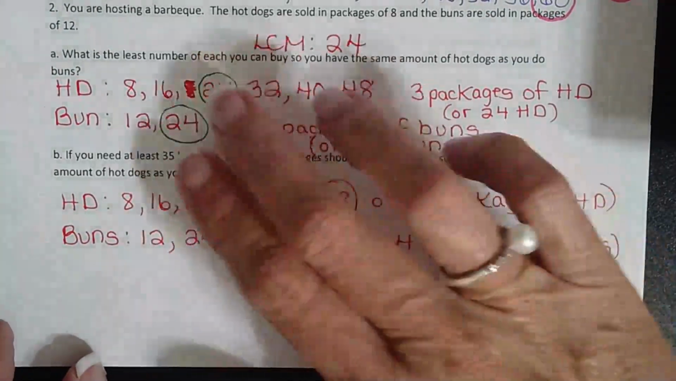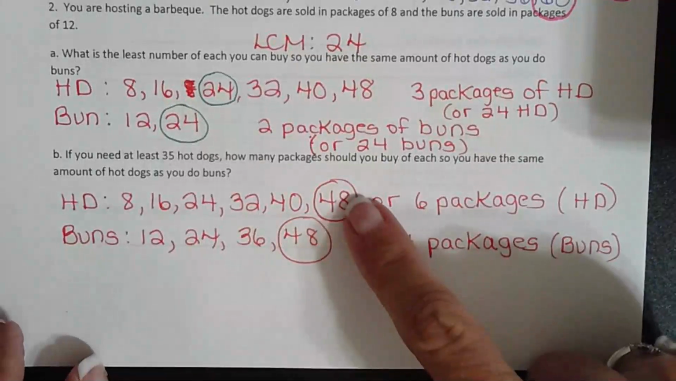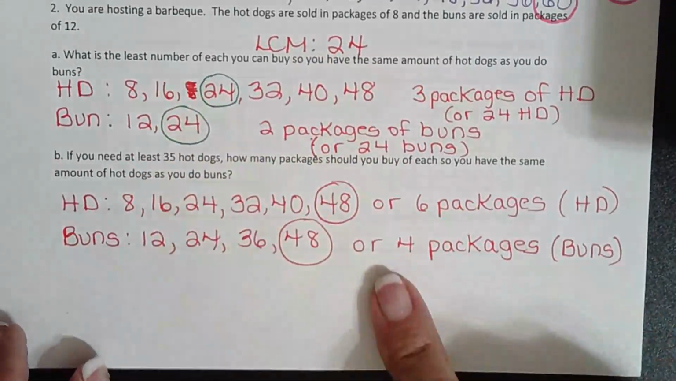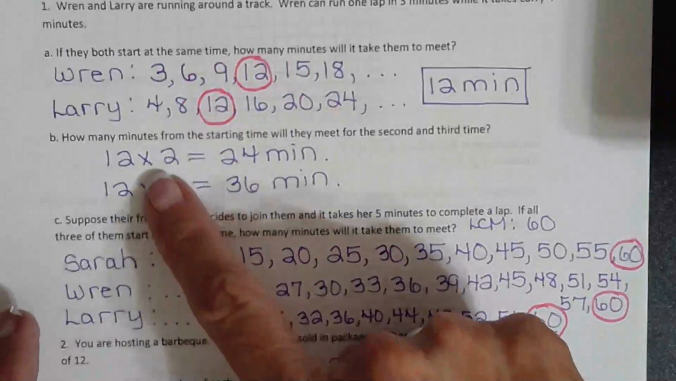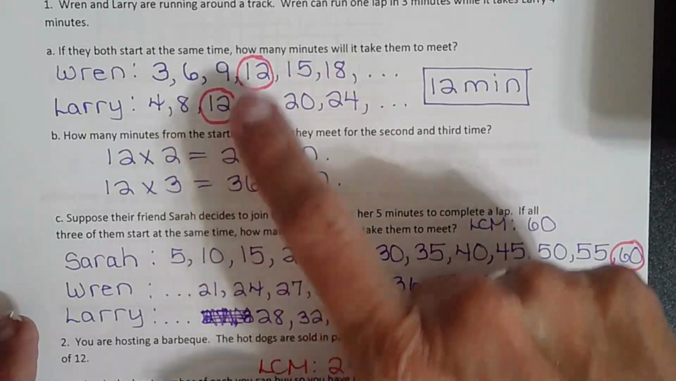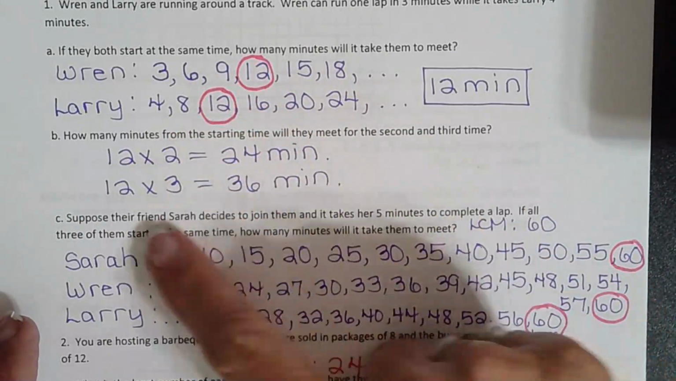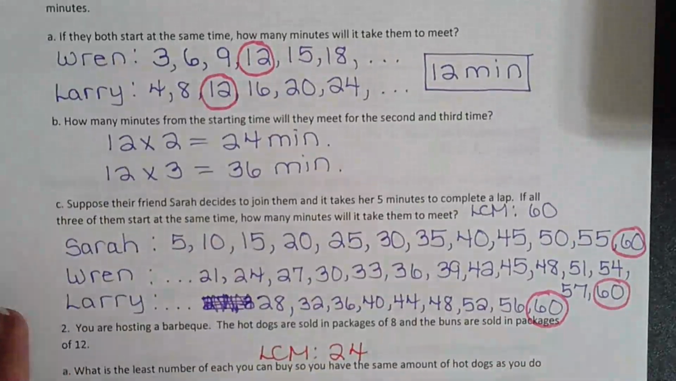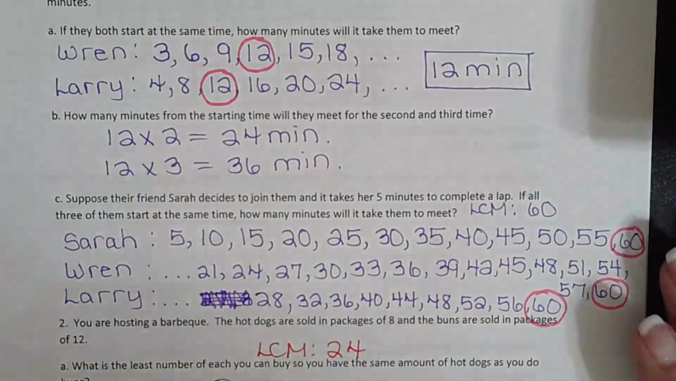So once you find the first one, you should see a pattern here. You can find the next one just by multiplying it by 2, just like we did up here. Once you find the first one, you can find the next one by multiplying it by 2, and the third one by multiplying it by 3. So we established a pattern there.